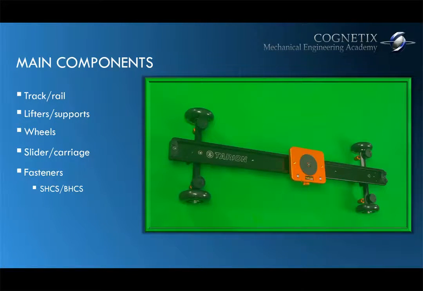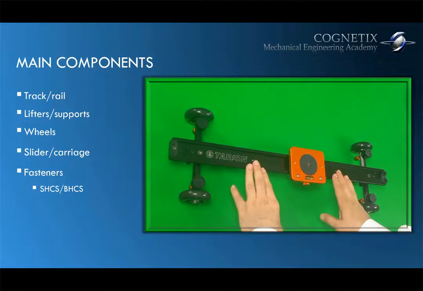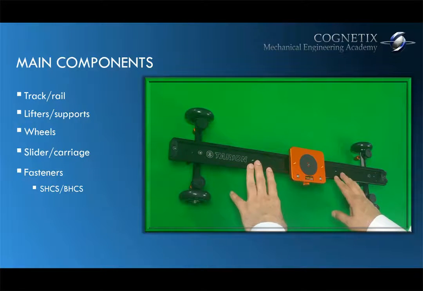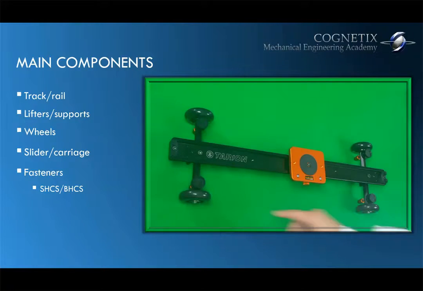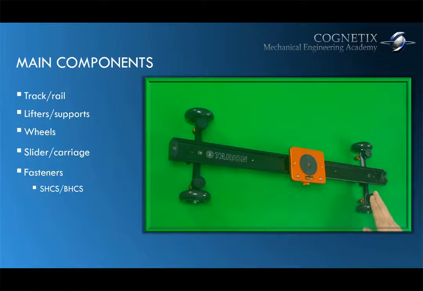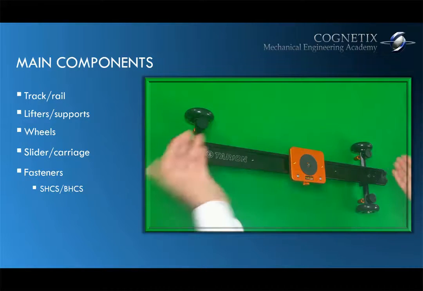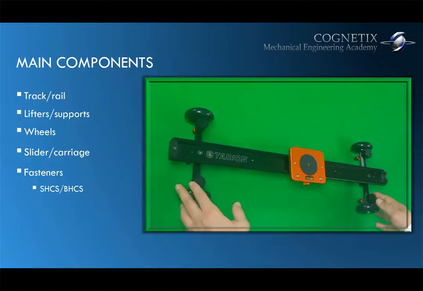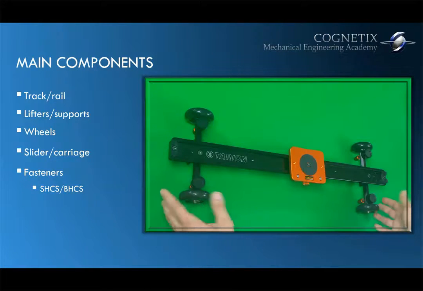Okay, now let's go ahead and go over the main components of this product. First, we have the track, which is this long component here. It can also be called a rail. All right. We have lifters. You can see 1, 2, 3, 4 lifters. If we turn the knobs, the entire product would lift off of the surface. Okay, so we're calling those lifters or supports.